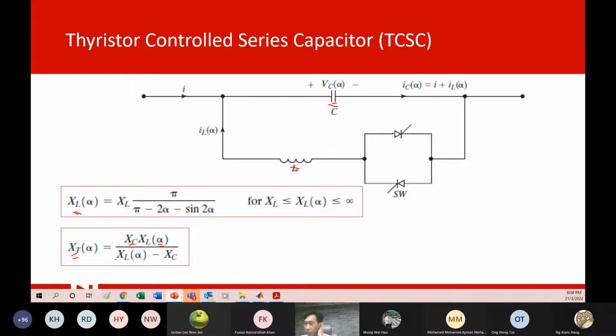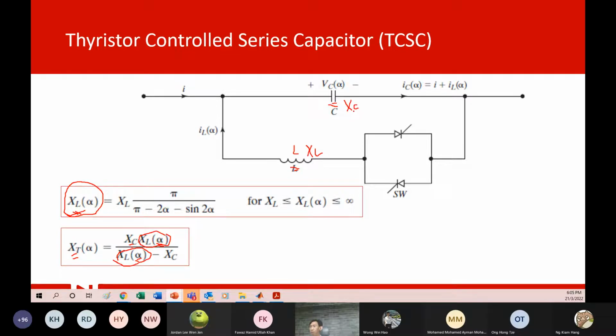So how to find X L firing angle? It is this equation. Because the capacitor has no control, right? It's on in this case. So you can control only this reactor L. You control it by changing the firing angle alpha. By doing that, you are changing this XL, the reactance, and of course, XC is fixed in this case.